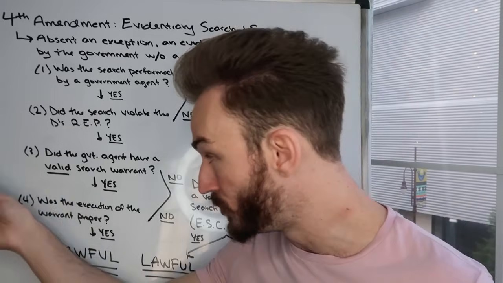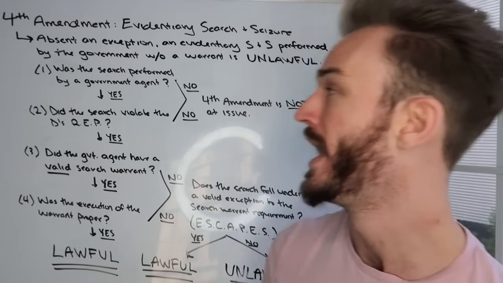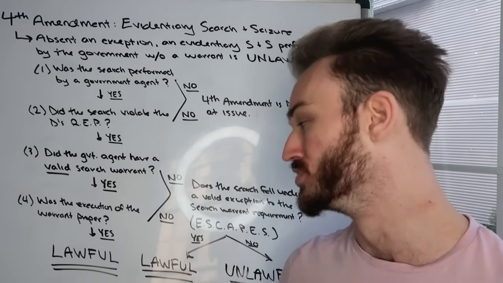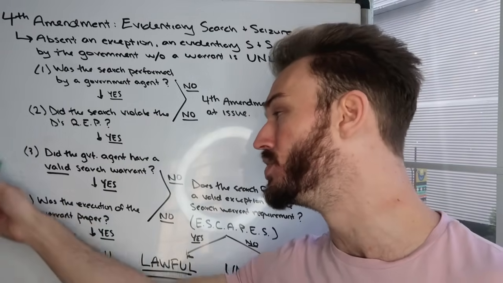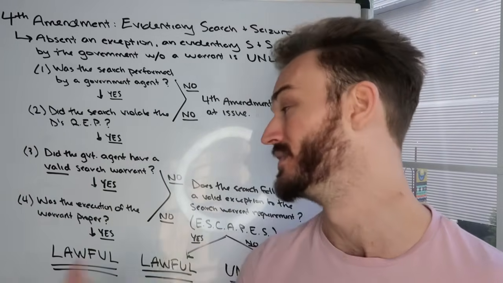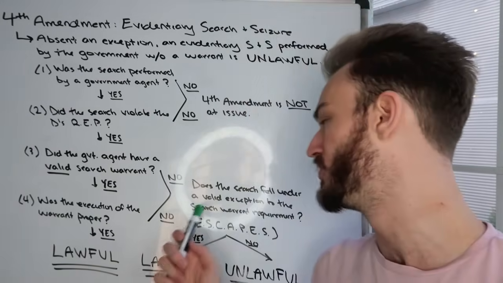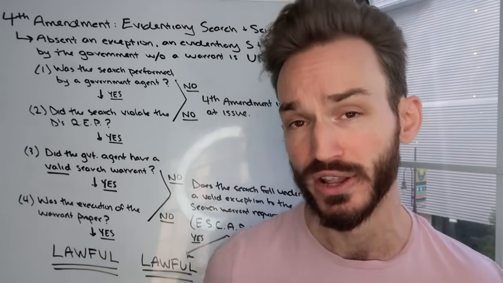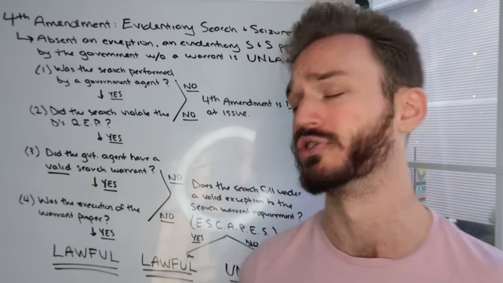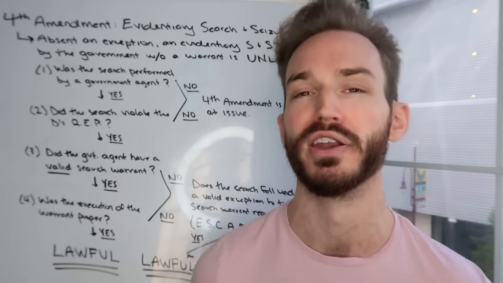Then we have to ask, once we determine all 3 of these, whether the actual execution of the search warrant was proper. If all of these are satisfied, then that search and seizure of evidence performed by the government is lawful. Okay, now if either of these 2 are not satisfied, either the government agent does not have a warrant, the warrant is invalid, or the execution of the warrant is improper, the next question has to be whether there's a valid exception that search falls under that would allow it to still be lawful. We call this, there's an acronym, escapes from the search warrant requirement, and that's what we're going to talk about in our next video.